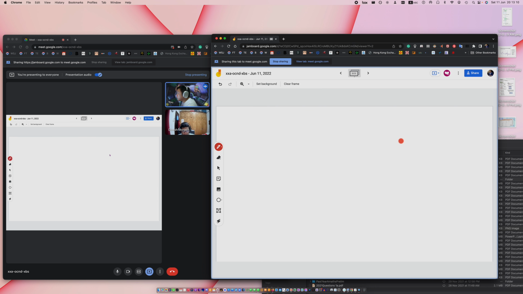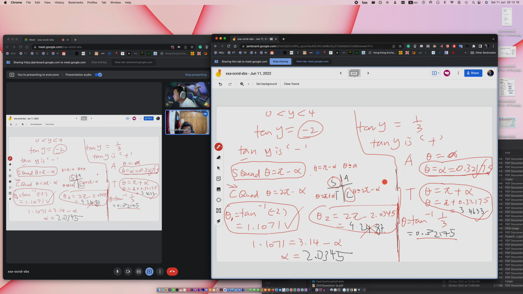Can you write in the slide 3? Slide 2. Okay, so what's the next question then? In fact, I have already solved for y. Any more questions? Which part? Exactly. You are talking about this C quad, right?